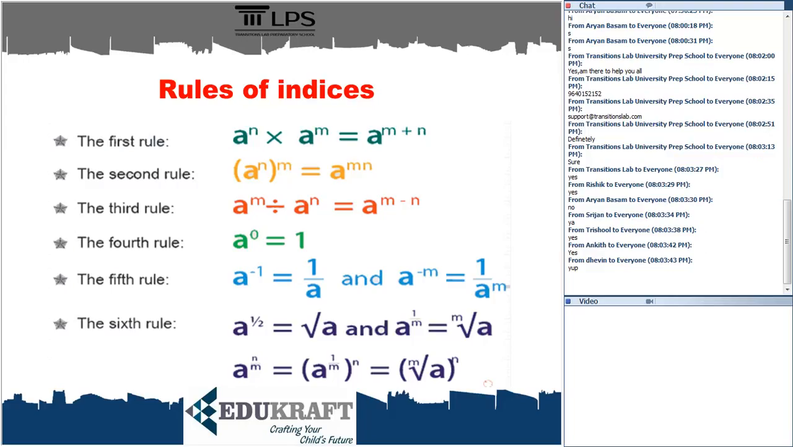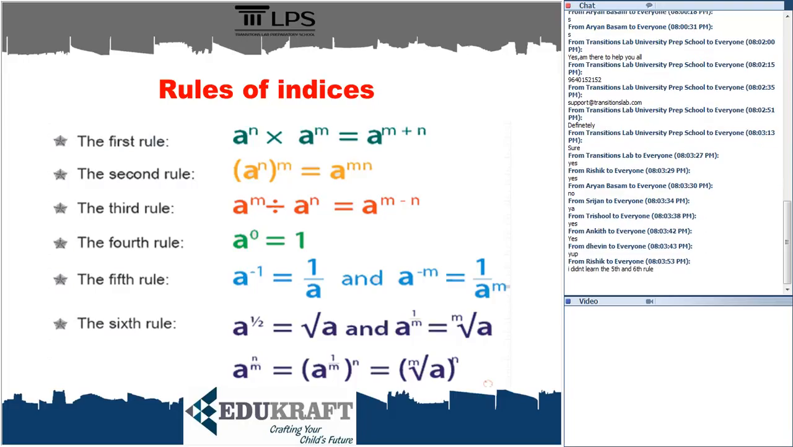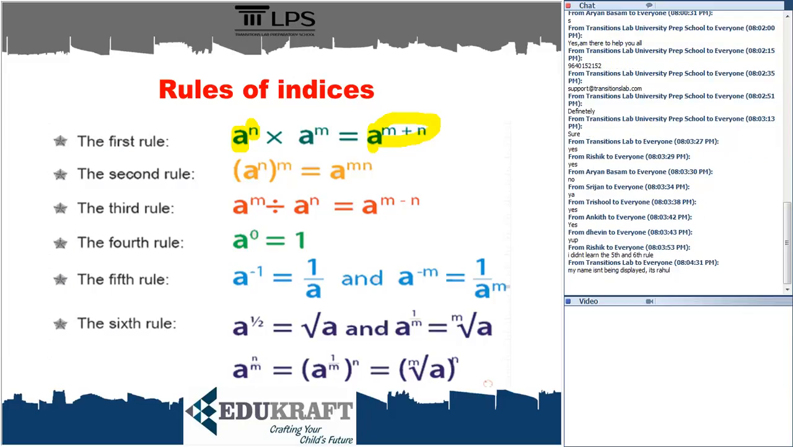For students who are not aware of these rules and for students who want to quickly recap, this alphabet that I see here, which I am now shading in yellow, is called the base, and this number which I am now shading in yellow is called the power. In rules of indices, the first rule is that if a raised to m is multiplied by a raised to n, then what you end up getting is a raised to m plus n, which means that the base remains as it is and the powers are added. What you see here is the powers are added. You end up getting m plus n.